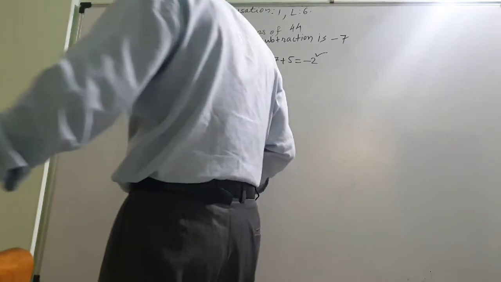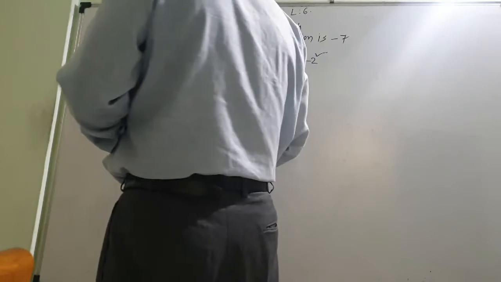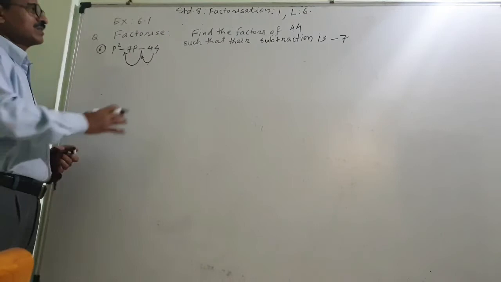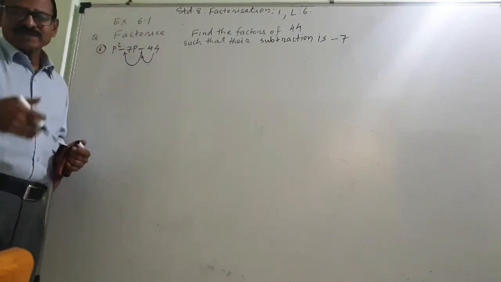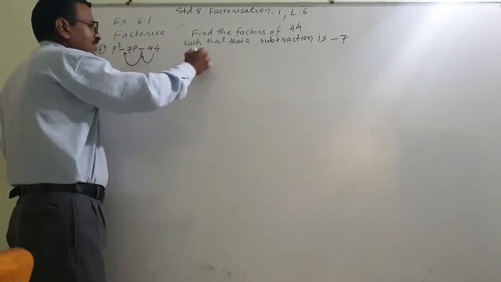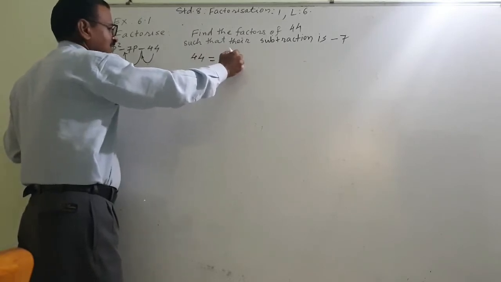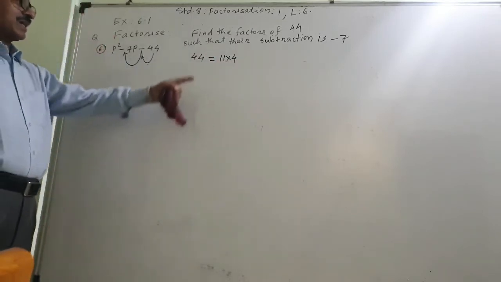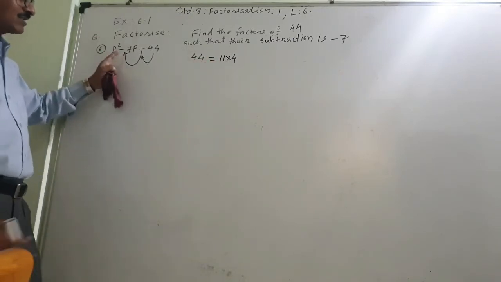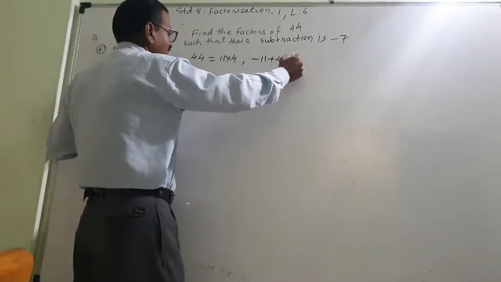In the examination you need not write all this. Not needed. Then why am I writing? To give you practice. When you are solving, whatever I am writing, you have to go on saying again and again, and this will be by heart to you. So 44 factors are 11 into 4. See their subtraction is 7. Which 7 do I want? Negative 7. So I will write minus 11 plus 4, and that is equal to minus 7.